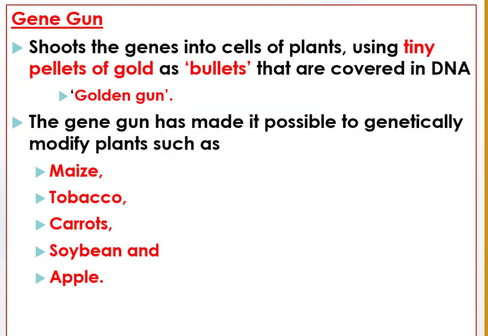So, the gene gun shoots the gene of interest into cells of plants by using tiny pellets of gold as bullets that are covered in DNA, what we sometimes call golden gene. The gene gun has made it possible to genetically modify plants such as maize, tobacco, carrots, soybean, and apple. These are five plant species that cannot be infected by Agrobacterium tumefaciens. So in this case, we need a gene gun to genetically modify plants like this.